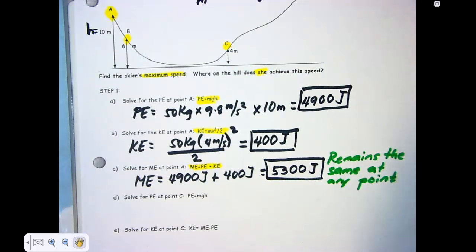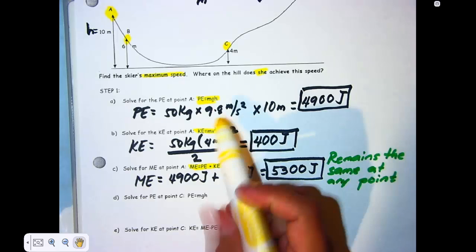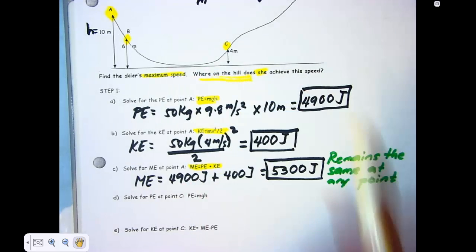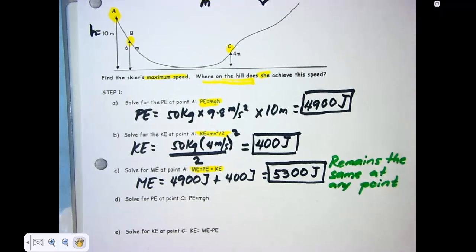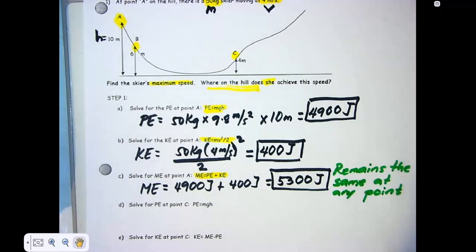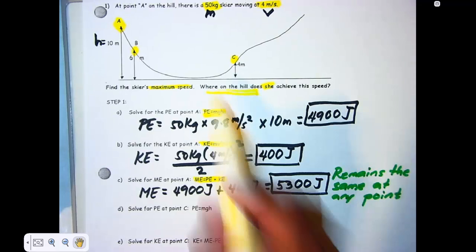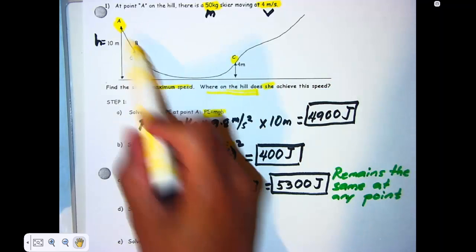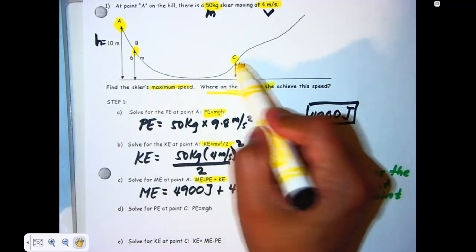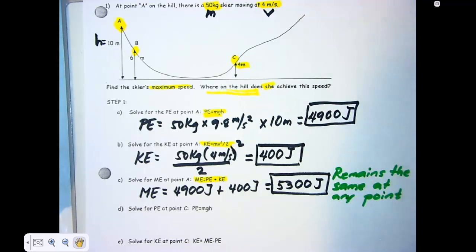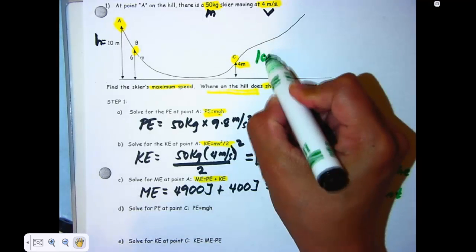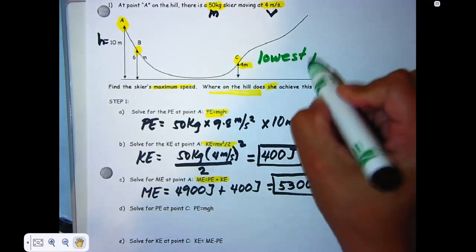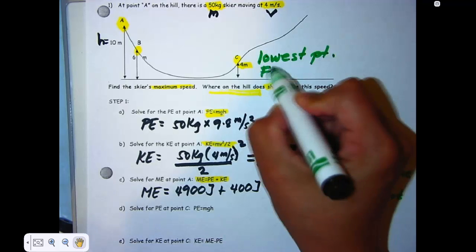Alright, letter D. Now we will solve for the potential energy at point C. Why at point C? Because remember, we're looking for where on the hill she achieves the maximum speed. And from the animation and the PowerPoint yesterday, remember that your speed increases as your height decreases. So since 4 meters is the lowest point, that's also the point where she should have the fastest speed. Lowest point, fastest speed.